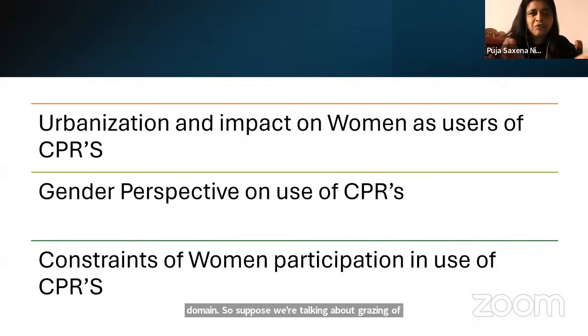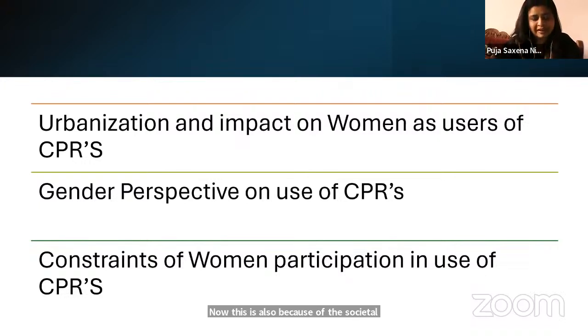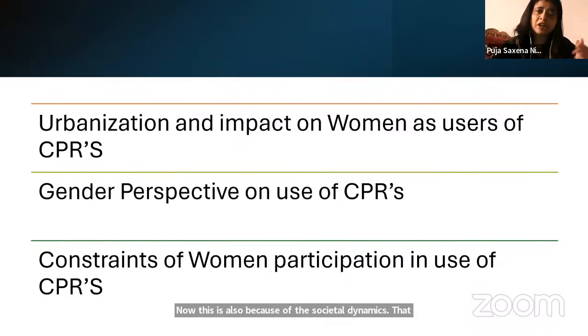So wherever women have been participating in the use of common property resources, over time, because of depletion of these resources, again because of urbanization, women as users of common property resources are amongst the major sufferers. Now, this is also because of the societal dynamics that prevail in the rural sector. I have not been able to touch much upon that in the presentation, but I'm just highlighting quickly a few constraints. I'll put them up in my research paper in detail.